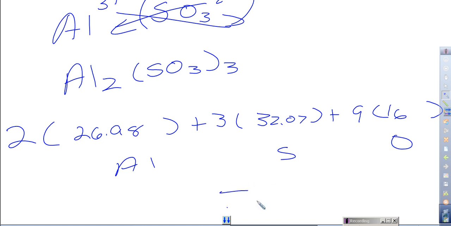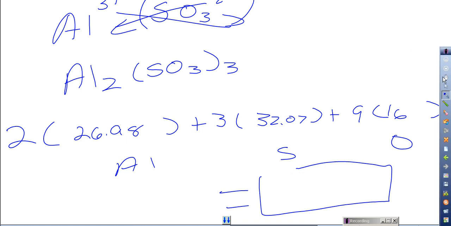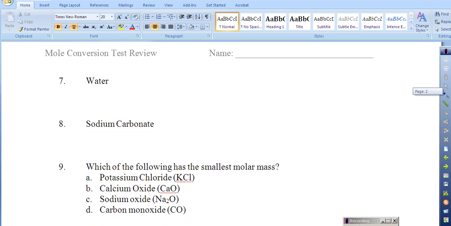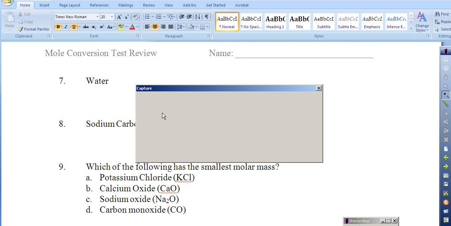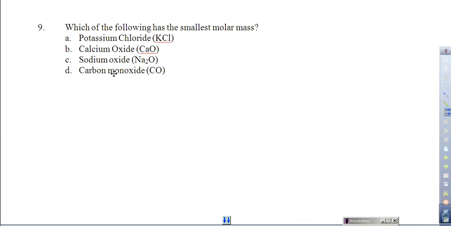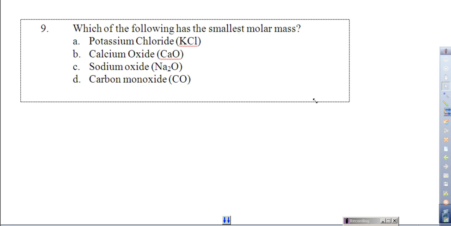And again, I don't care about the destination. I care about the journey. We've completed our journey. Hoorah. All right, moving on. Let's see. Scroll down here. Water, sodium carbonate. Nah, I don't care about those. All right, so let's look at these. You guys can do 7 and 8 on your own. That will help you out, get you some more practice.